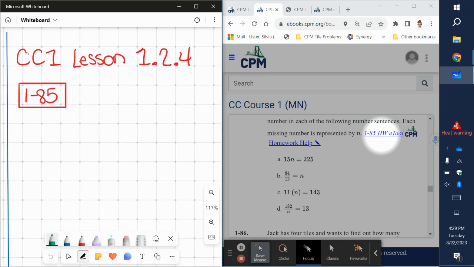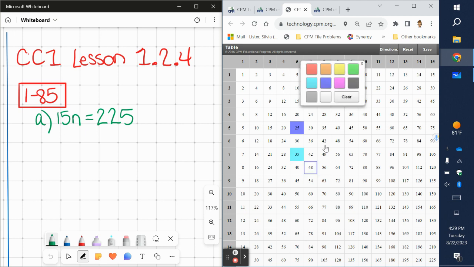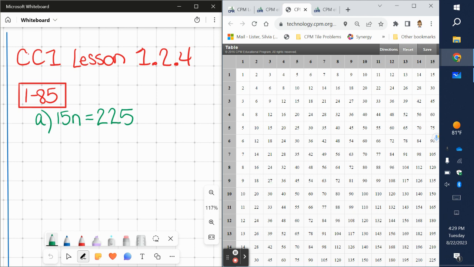So letter A is 15n. So 15 times some number equals 225. Let's check out this E tool. You might have used it during class. As I hover over numbers, I can click on them and change the colors, so I can use different colors to mean different things as I do my work. And if I come up here to the corner, it says reset in the top right corner. I can click reset.